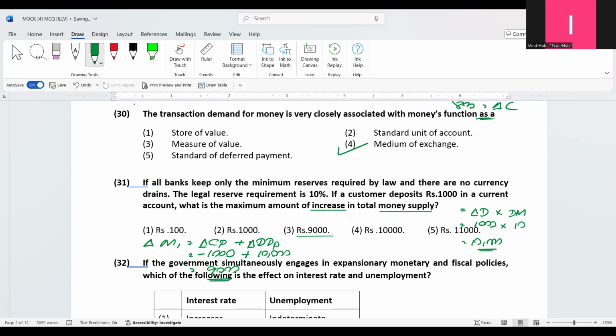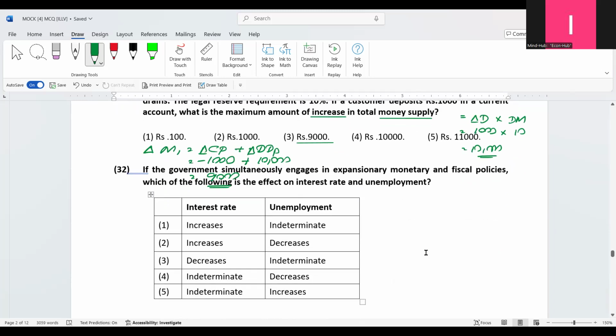10,000 is the total deposits created. So the money supply changes by 9,000. The money supply includes a currency element also. Think about it.